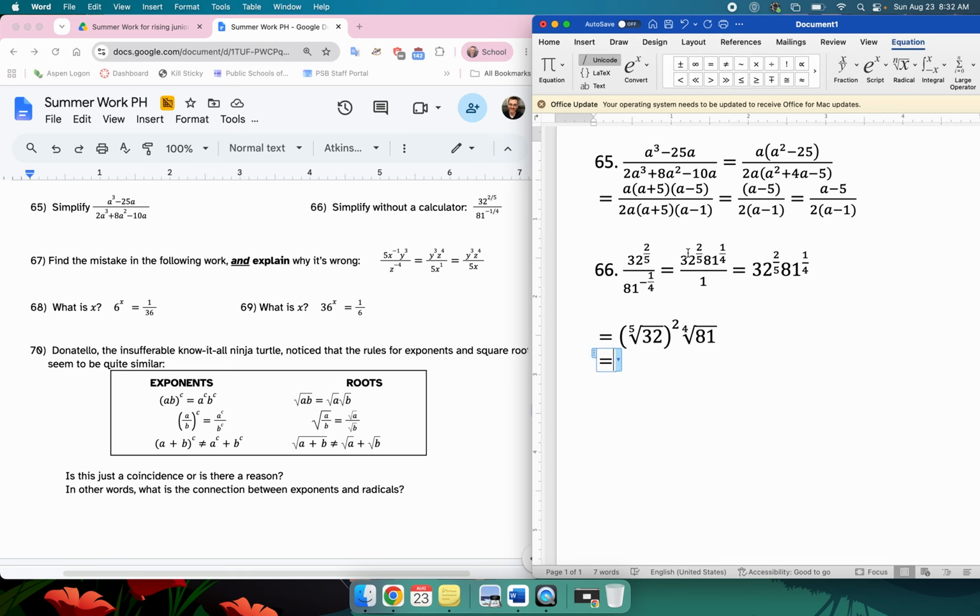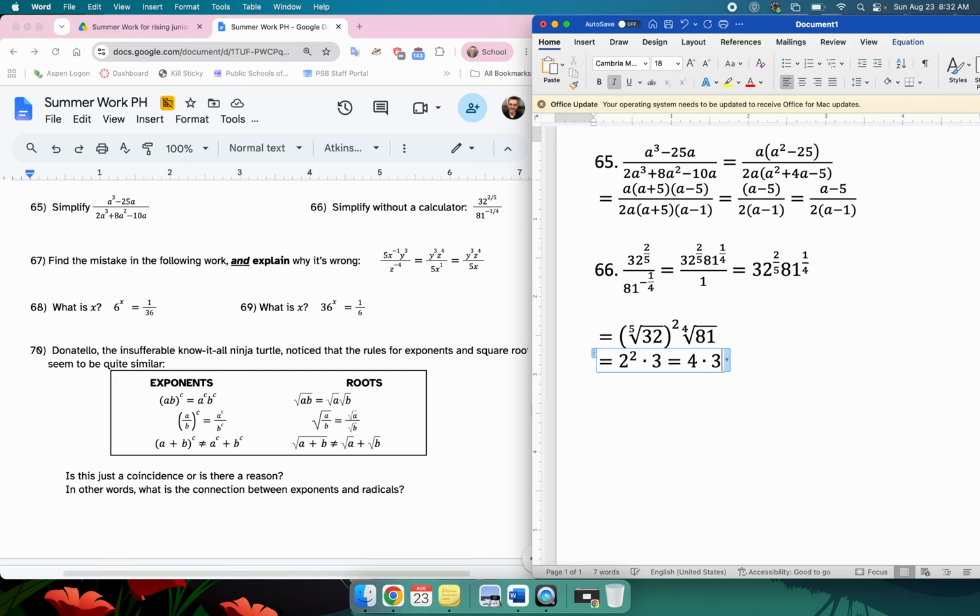So 5th root of 32, I'm guessing that's 2. 2, 4, 8, 16, 32, yep. So that's 2 squared. And then, as I said, 4th root of 81, that's 3, right? Because 3, 9, 27, 81, yep. So finally, that's just 4 times 3, which is 12.